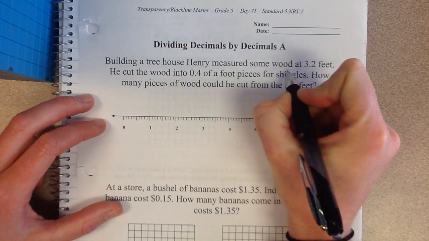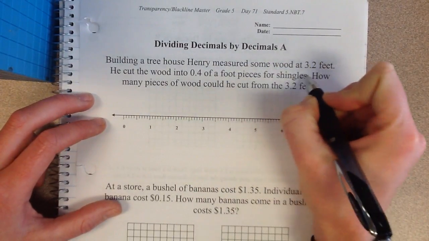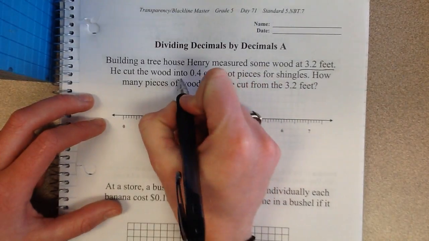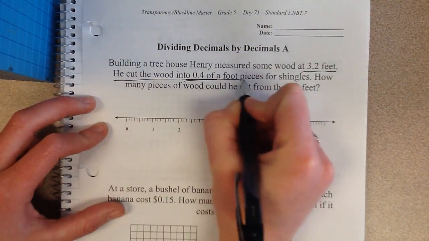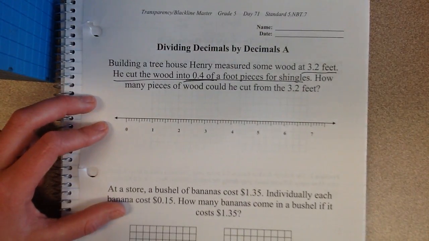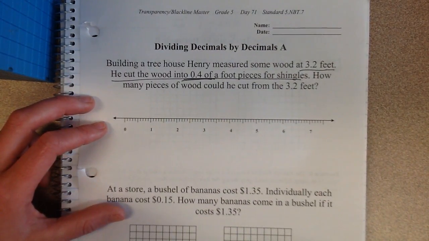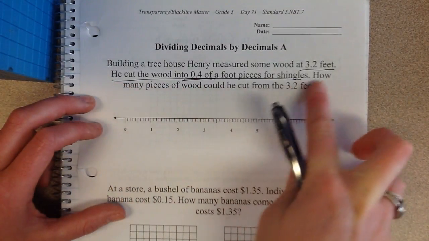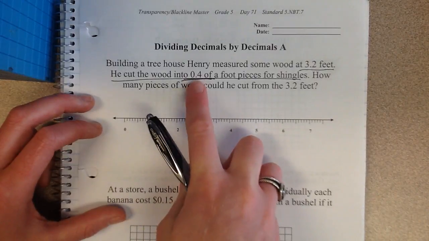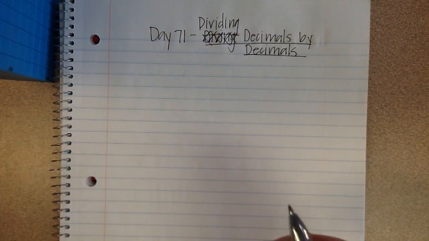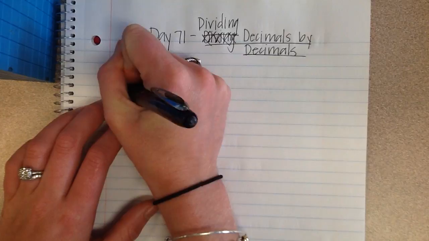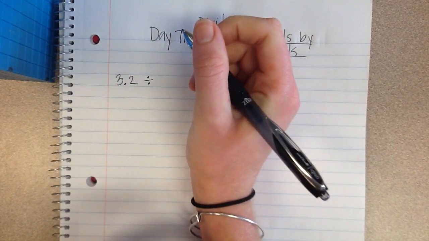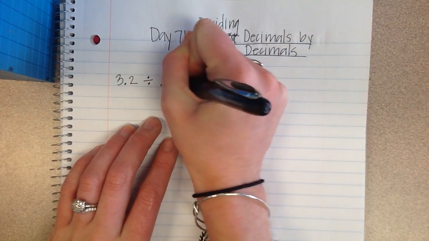Building a tree house at 3 2/10 feet. He cuts it. So this is telling me he cuts the wood into pieces. So that's telling me that's my group size, not my number of groups. Each size of each shingle, that's the group size, okay? So my total amount is going to be 3.2 divided by, and each group size is 0.4.